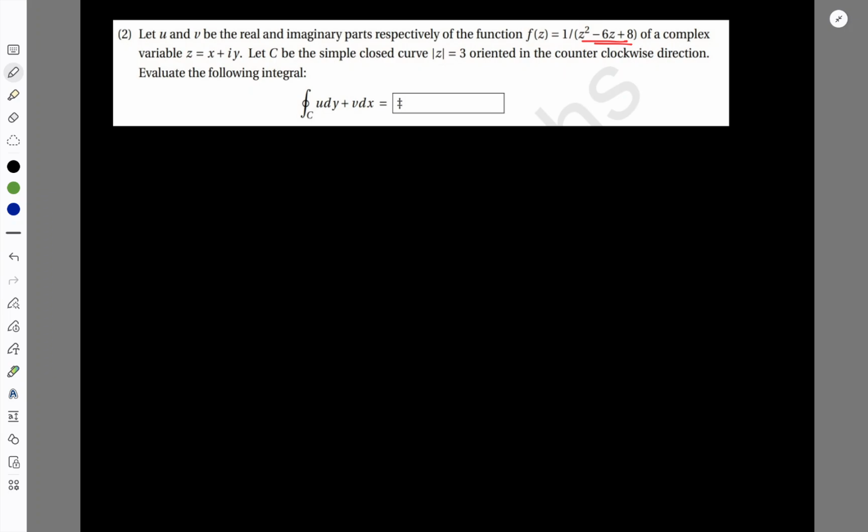Evaluate the following integral. There might be some background noise because it is raining very heavy. Okay, fine. And we are asked to find this particular integral, and the question is actually very easy.